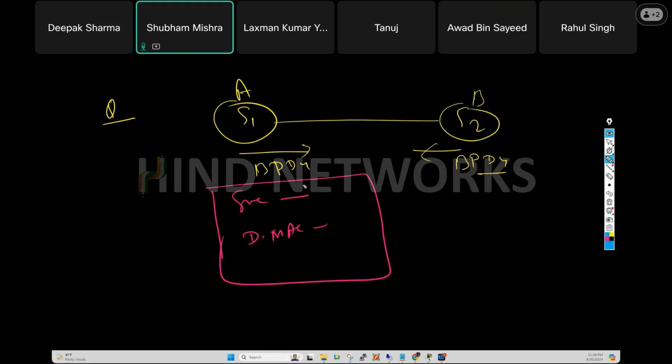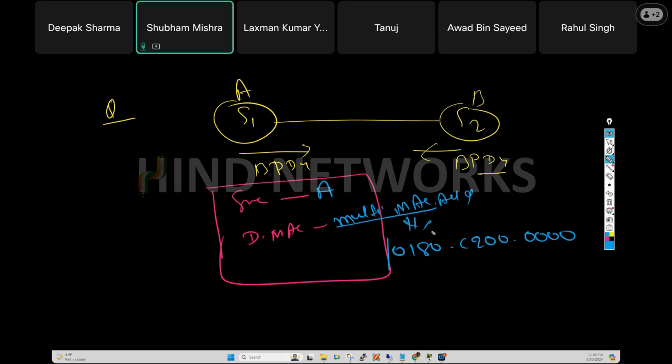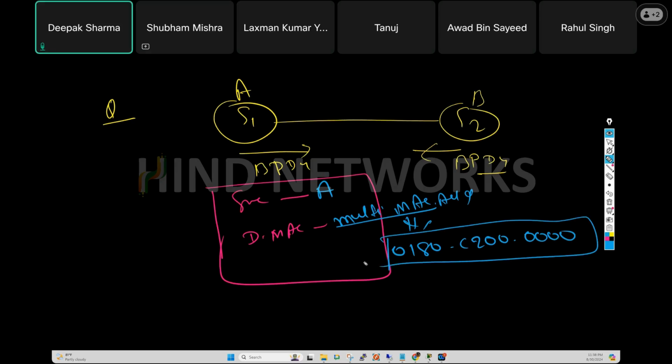Okay. Please write, guys. Source MAC address will be A. The destination MAC address will be a multicast MAC address, and that is 0180C2000000, which is 0180C200 followed by 4 zeros. This is the destination multicast address. If anyone is writing, please write it down. Otherwise, I will erase it.